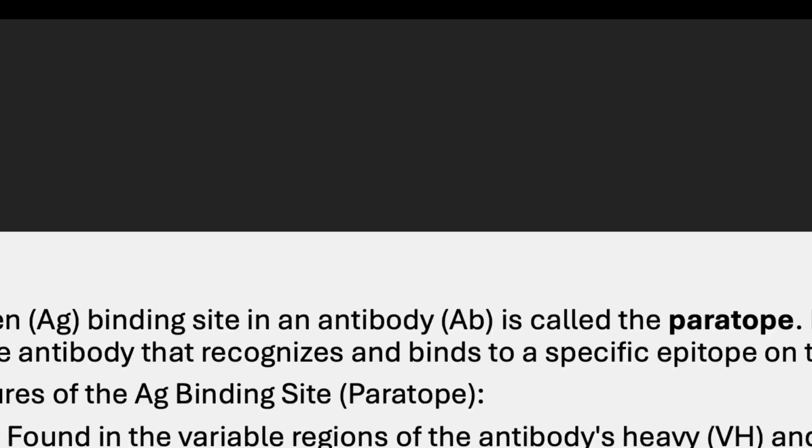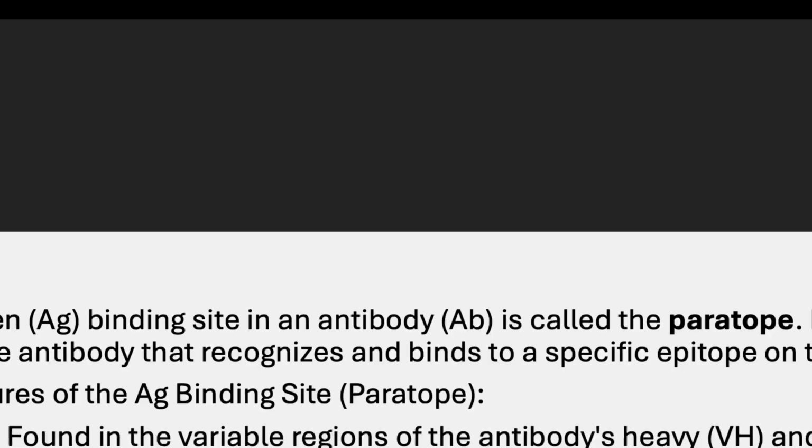These CDRs are highly variable and very specific to certain epitopes on an antigen. And what is the composition? Formed by 6 CDRs, 3 from the heavy chain and 3 from the light chain. CDR1, CDR2, CDR3 of VH, which is the variable heavy chain region, and the variable light chain region. And what is its specificity? The structure and amino acid composition of the paratope determines its binding affinity and specificity for a particular antigen.